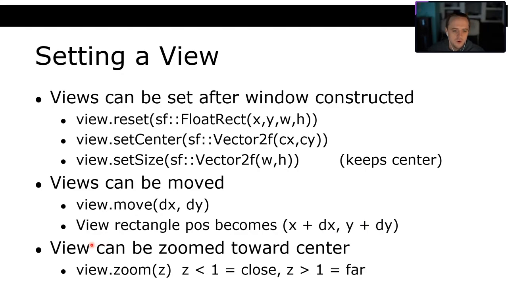And instead of saying set size to zoom in and out, you can actually zoom in and out with a variable. So if you say view.zoom with a zoom parameter, if z is less than 1, then it gets closer, and if z is greater than 1, then it gets farther away. What you're doing here with the zoom is you're just multiplying the width or the height of your set size by z, okay? So 1 would be the default, and less than 1, you zoom in, and greater than 1, you zoom out.